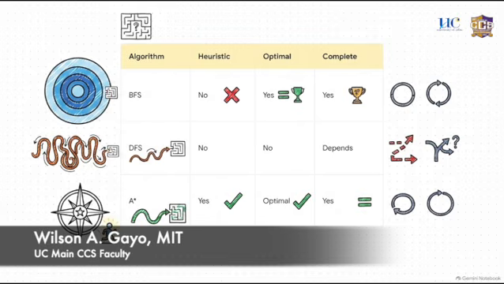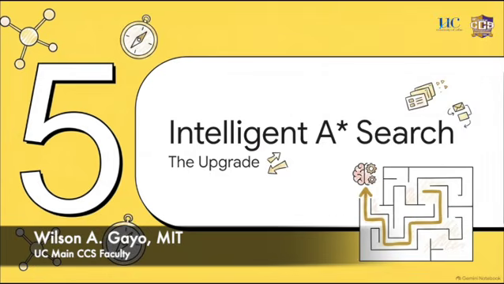So if you just need any way out of a maze, DFS is your go-to. If you need the absolutely fastest way out, you're stuck with the high memory cost of BFS. But wait, check out that third row at the bottom. A star. Let's talk about that third contender in Section 5, adding intelligence with A star, the upgrade.